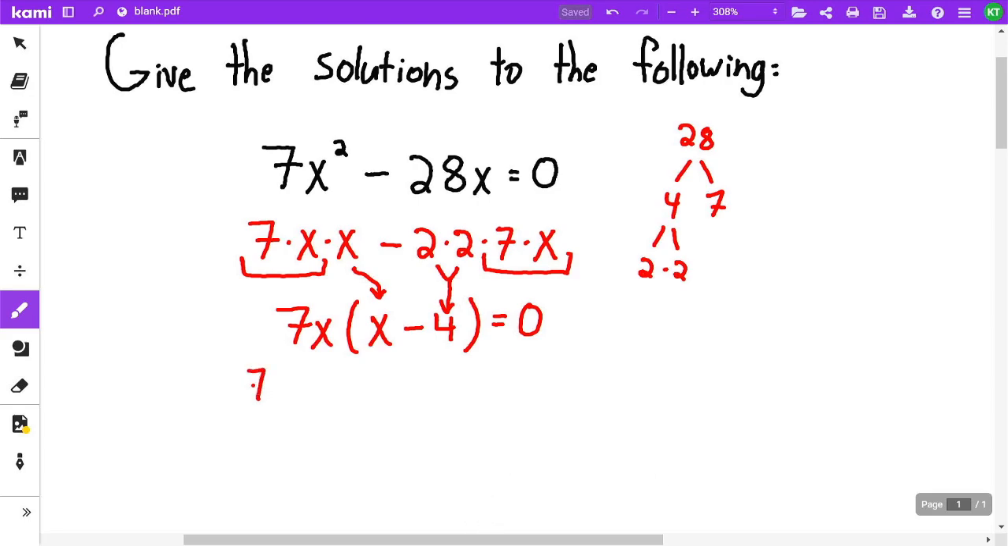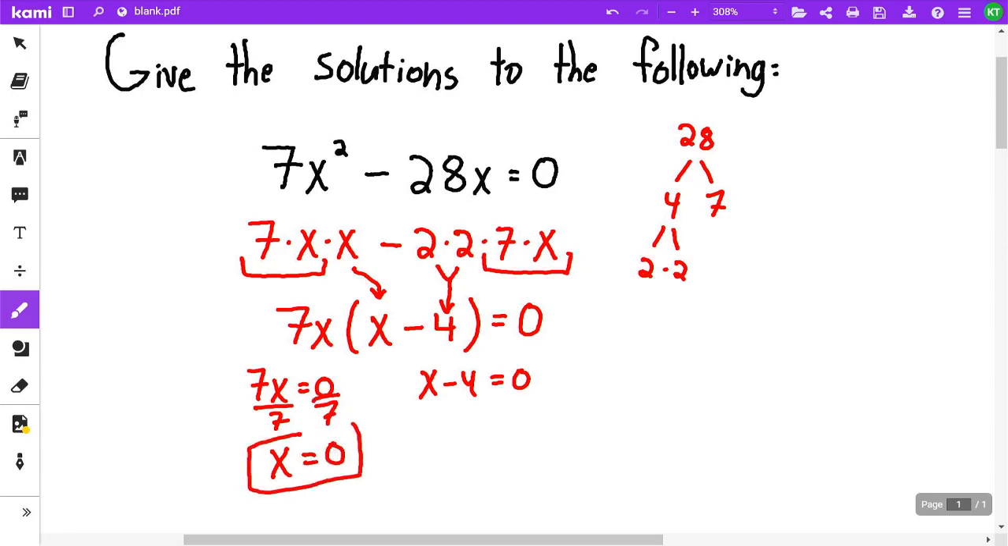So the first one, 7x equals 0. And the second one, x minus 4 is equal to 0. So if I divide both sides by 7 here, I will get x is equal to 0 because 0 divided by anything is going to still equal 0. And in the second one, I'm going to add 4 to both sides of my equation, and I will have x is equal to a positive 4. So therefore, both of my solutions are going to be 0 and 4.